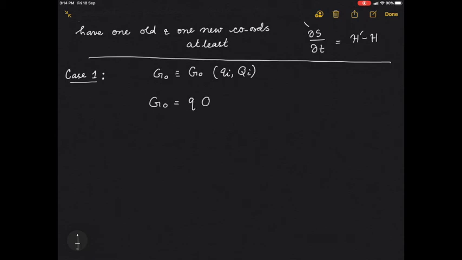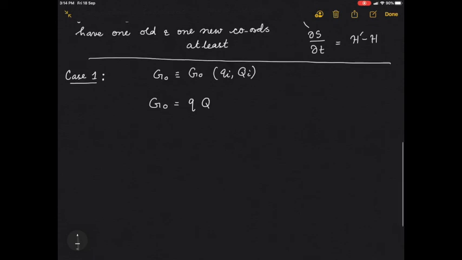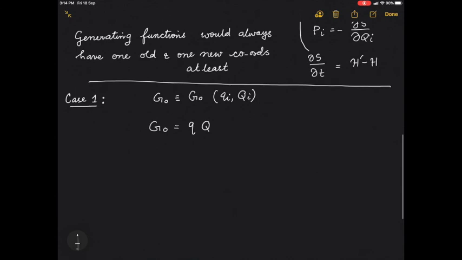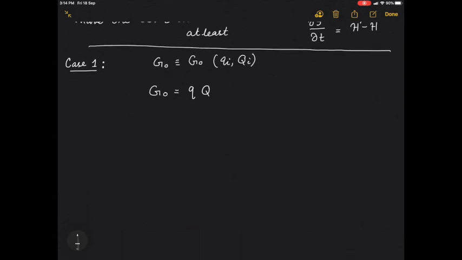So say G0 is, what is the simplest thing that you can think of? q times capital Q. Okay. And that will be our theme. We will consider a few more cases, but always we'll stick to that particular type of generating function. Okay. Small q times capital Q. Fine. So this is my generating function. Now let us ask the question: what is the transformation this generates?